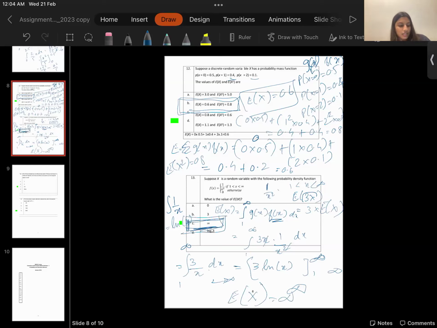If instead of infinity they had given any other number like 1 to 5, you could have easily substituted 3 into ln of 5 minus 3 into ln of 1. You would have got some value. But since there's infinity, any operation you do on an infinity is an infinity. That is your answer.